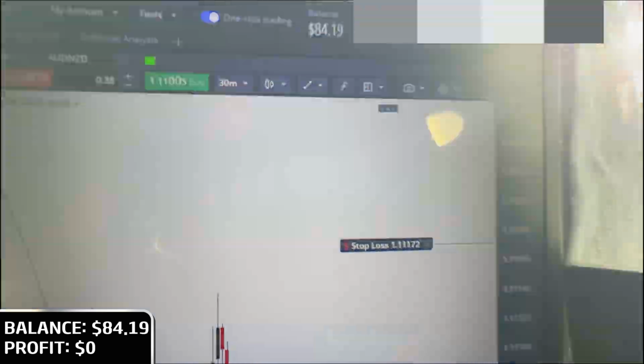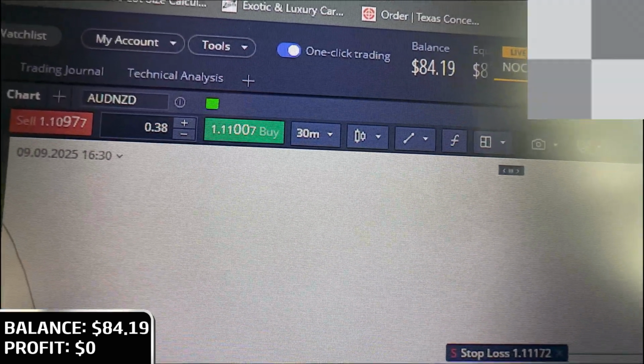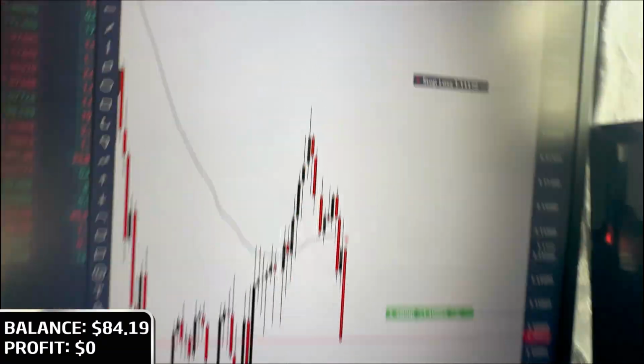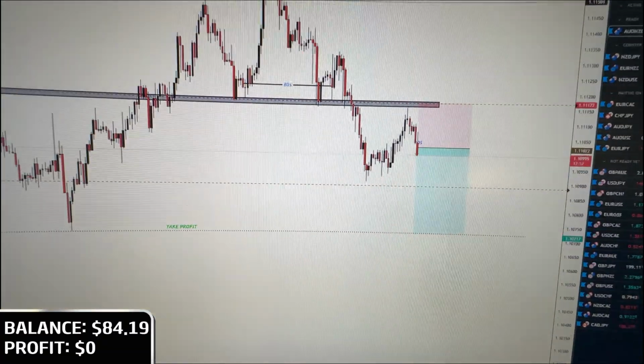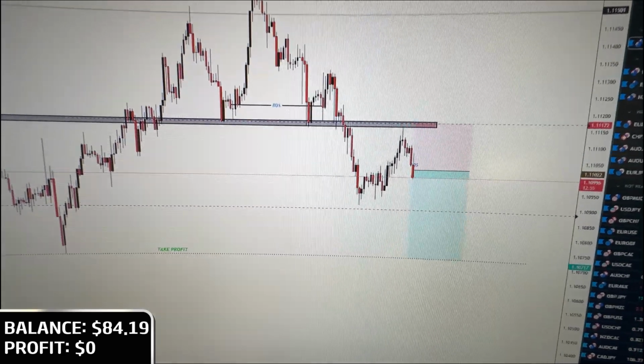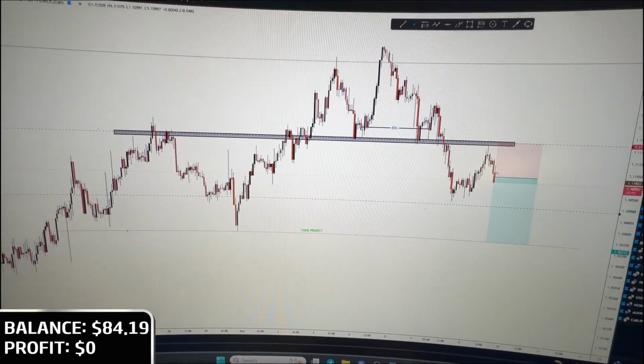All right, just entered a position. You can see right here, we got the $84 account. You can see where it says live, floating around $2 in drawdown. You can see our position. We have a beautiful sell position right here on AUD NZD.